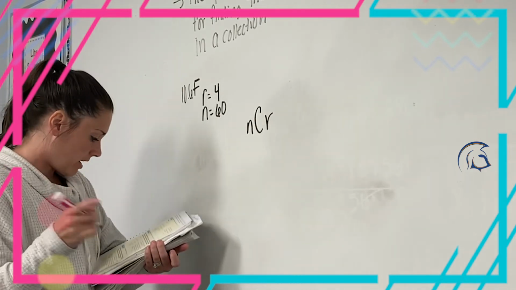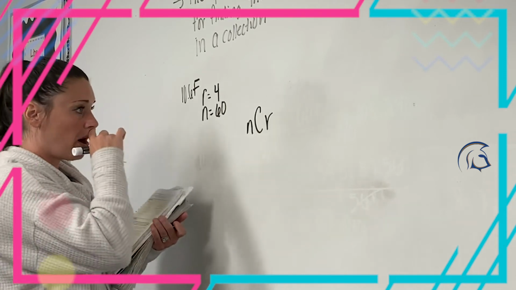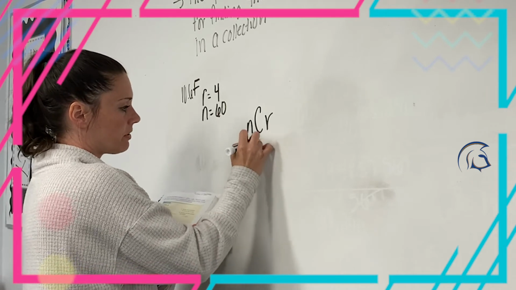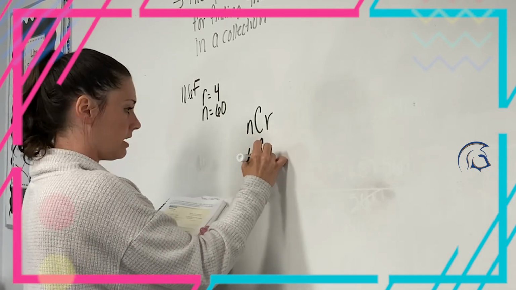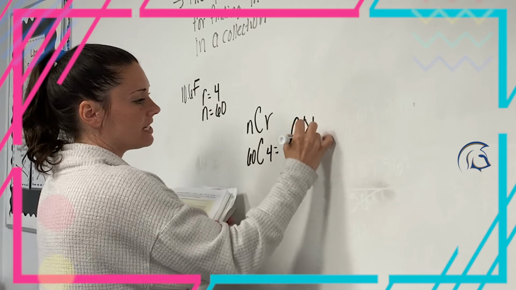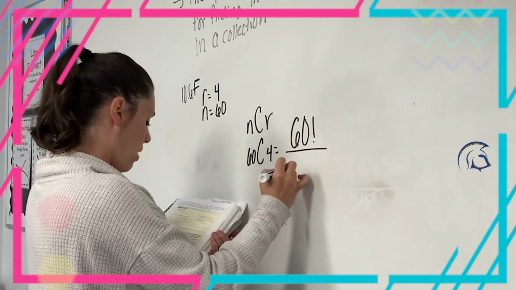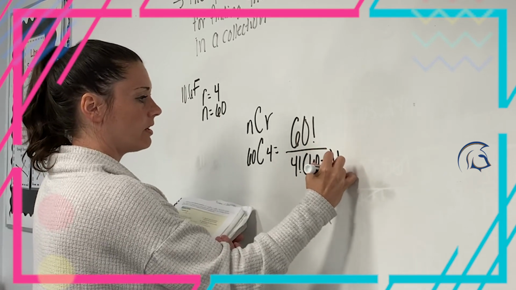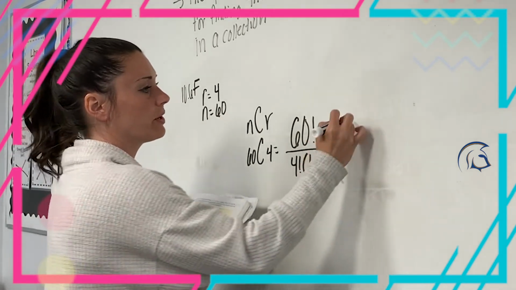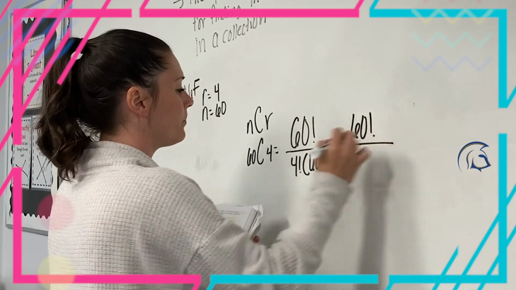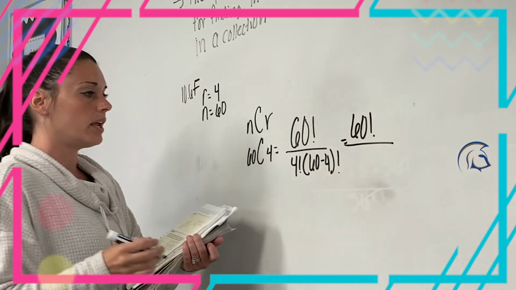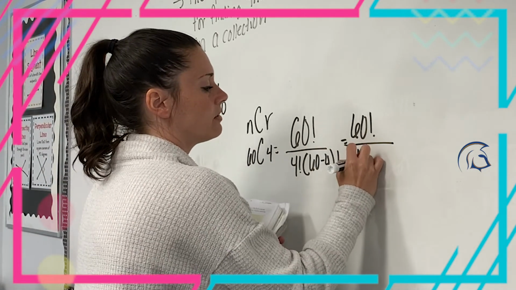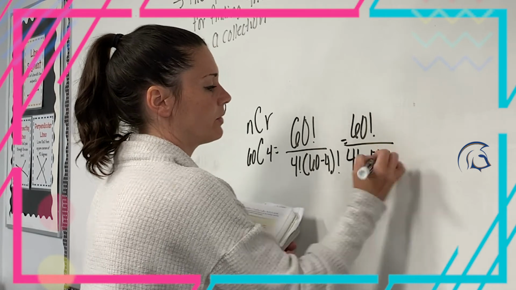And this is your notation. So what is our formula for this combination? So we're going to do 60 choose 4. So the top is 60 factorial over 4 factorial times (60 minus 4) factorial, which is going to be 60 factorial over, 60 minus 4 is going to be 56, so 4 factorial times 56 factorial.